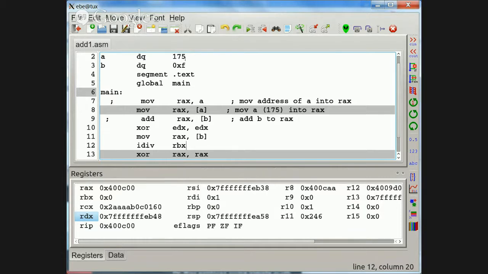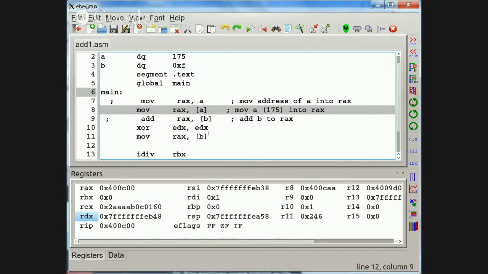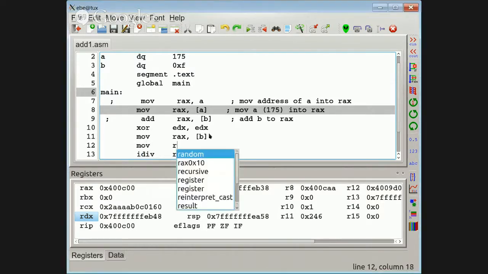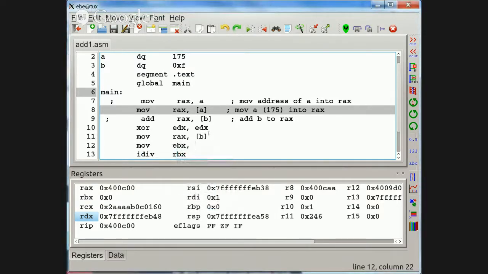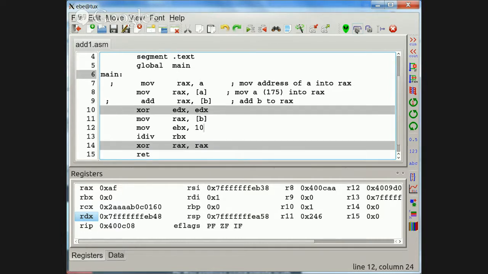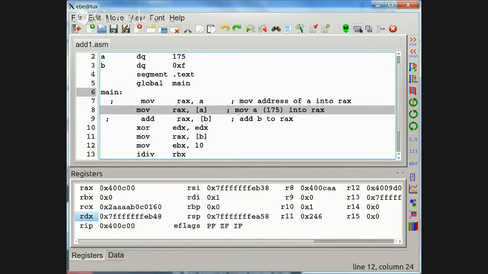Let's see. B, that number is not too good. RBX, RAX, B. So I had a 175 in B, and IDIV RBX. Got nothing in RBX. How about EBX? Run it again. I don't think I got it rebuilt.